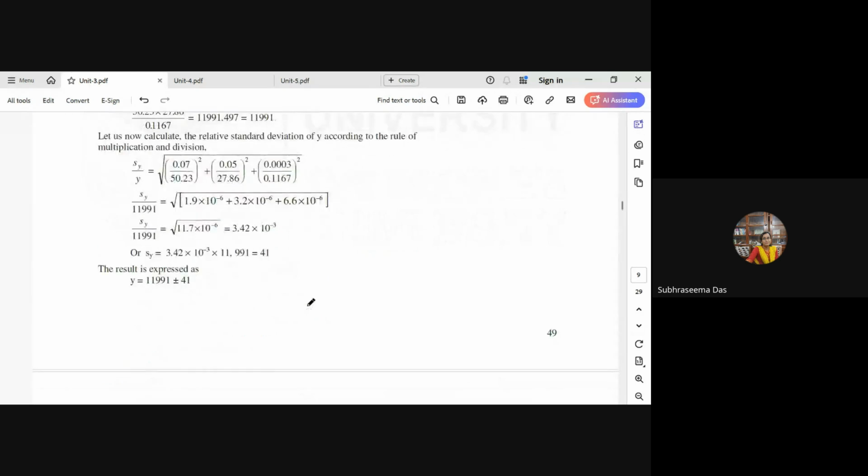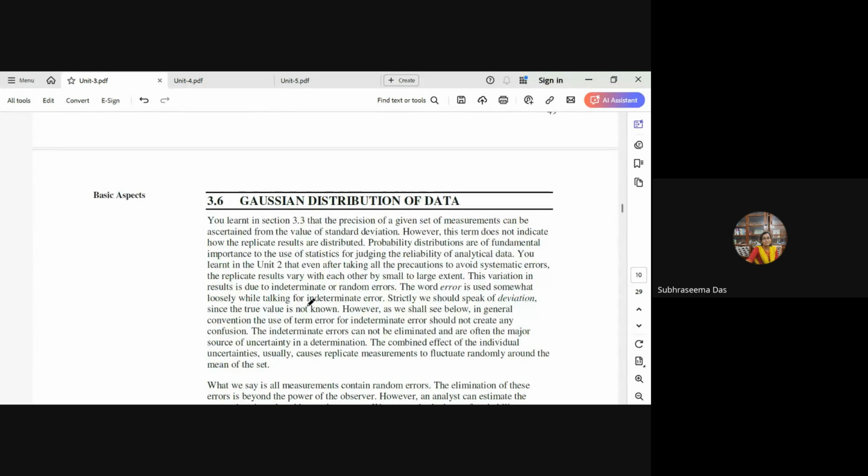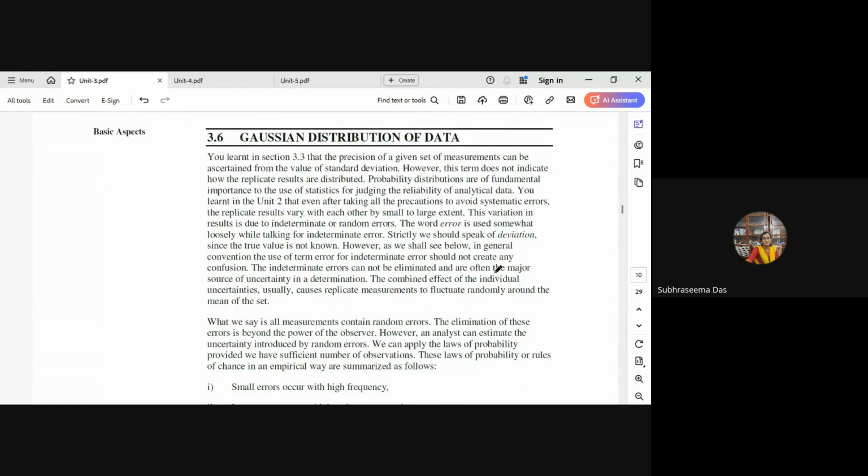Then coming to the Gaussian distribution of data. The Gaussian distribution talks about the probability of the distribution of the data that we have obtained from our experiment.